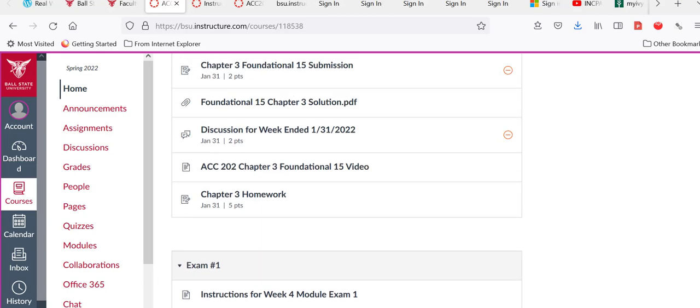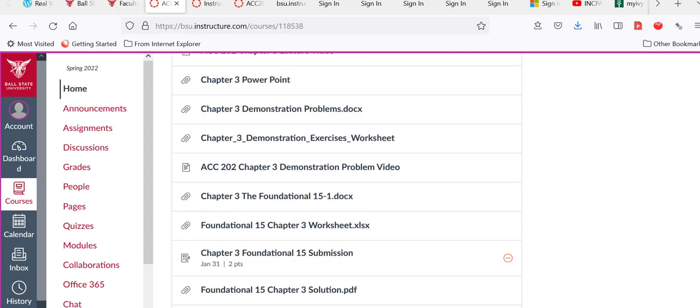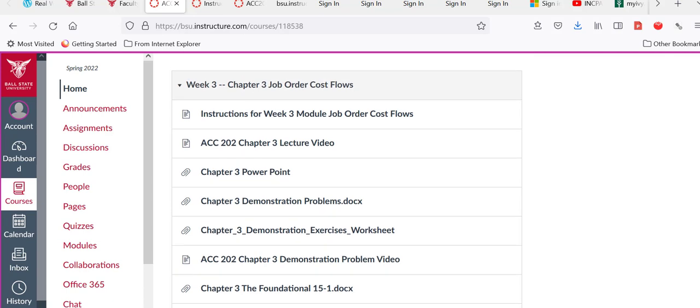Now we just finished chapter 3 yesterday. The homework, foundational 15 and other material was due yesterday. We just wrapped that up. This was the job order cost flows chapter.